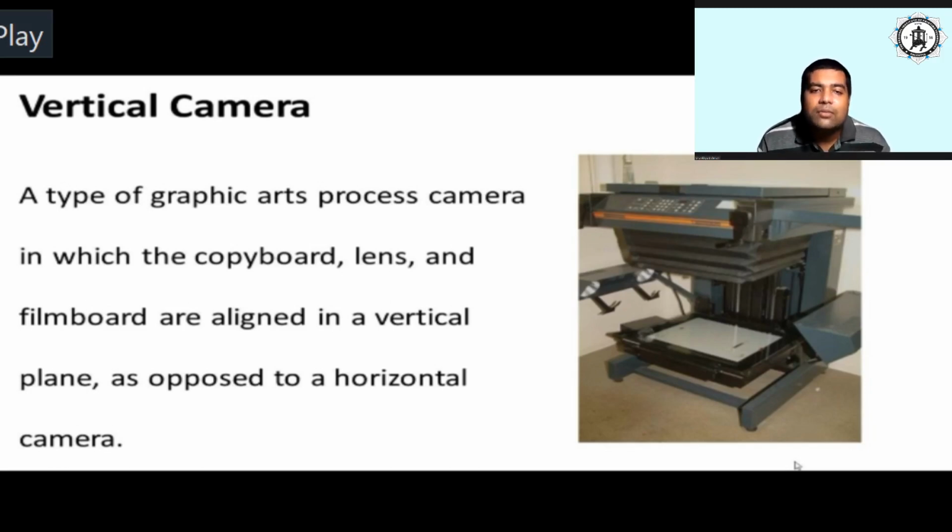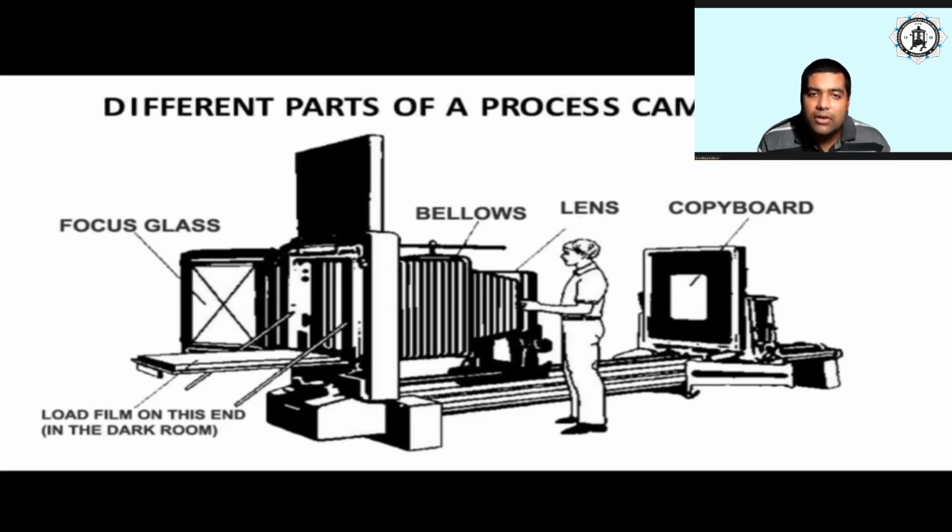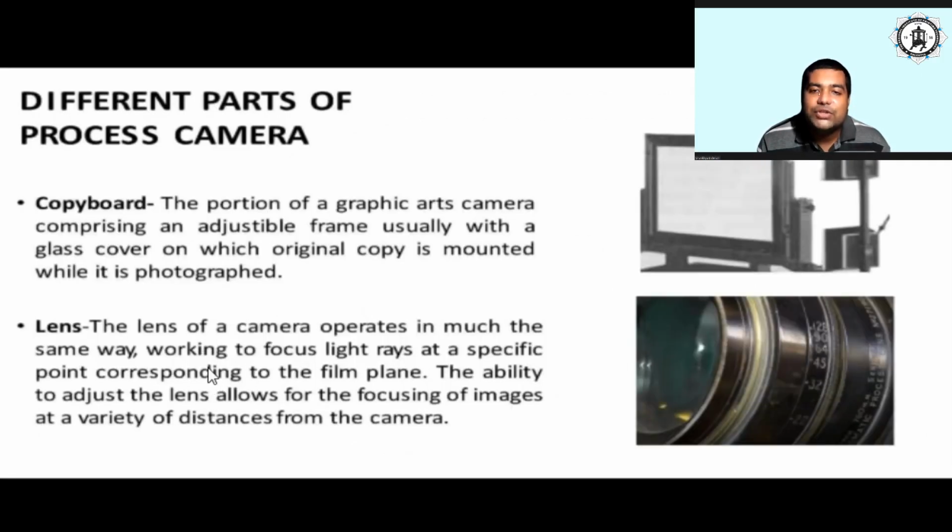Okay, and normally everything you had seen in the horizontal process camera is present over here. This is another, bigger picture that you can see in front of you. This will give you a better idea. This is again the copy board, the lens, the bellow system. This is the focusing glass and where the film is to be loaded.